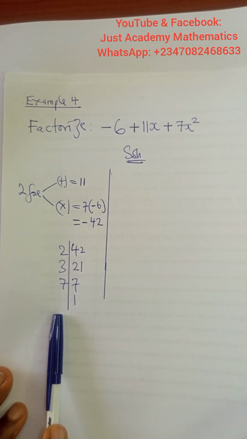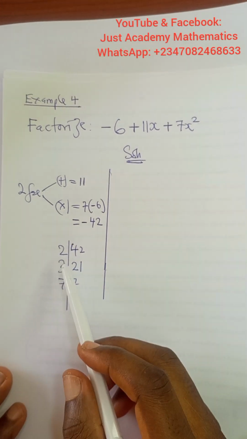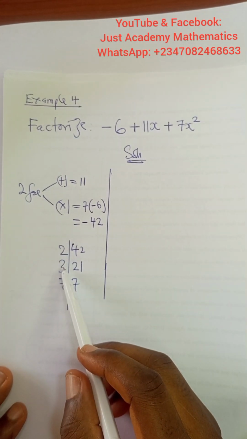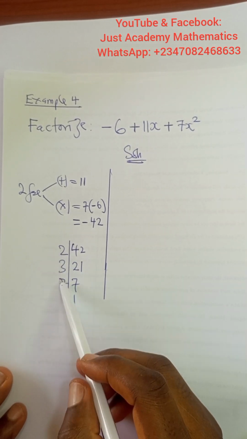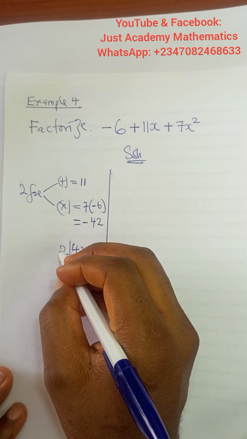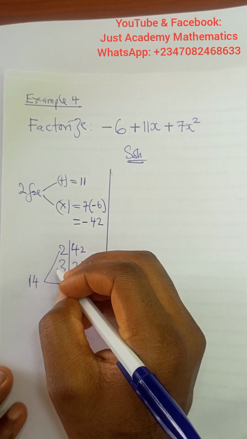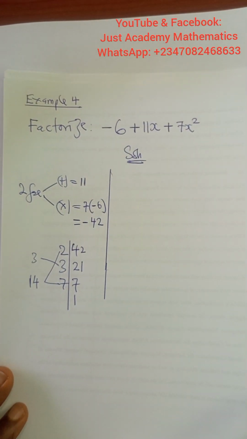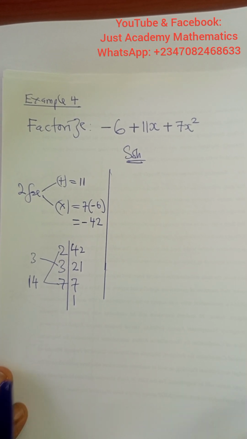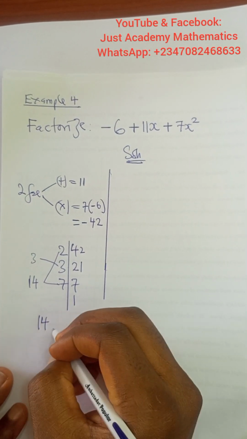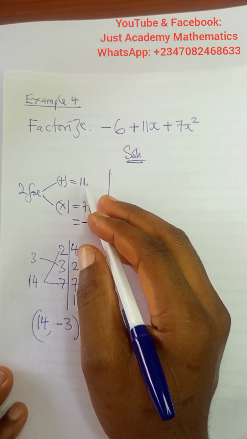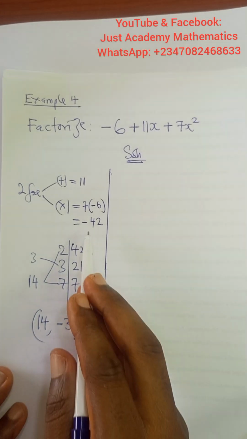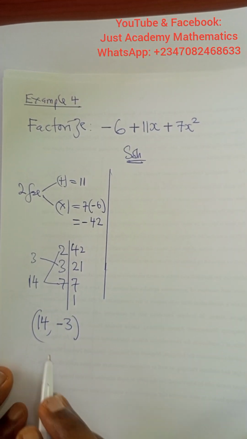So we need add to give us 11. How do we get 11? This and this is 6. 6 and 7 cannot give us 11. But 14 and 3 can give us 11. So we work with this. 14 and 3. How do I mean? To get plus 11, 14 minus 3. 14 minus 3 will give us plus 11. 14 times minus 3 will give us minus 42. Can you see that now? So this is what we are using.